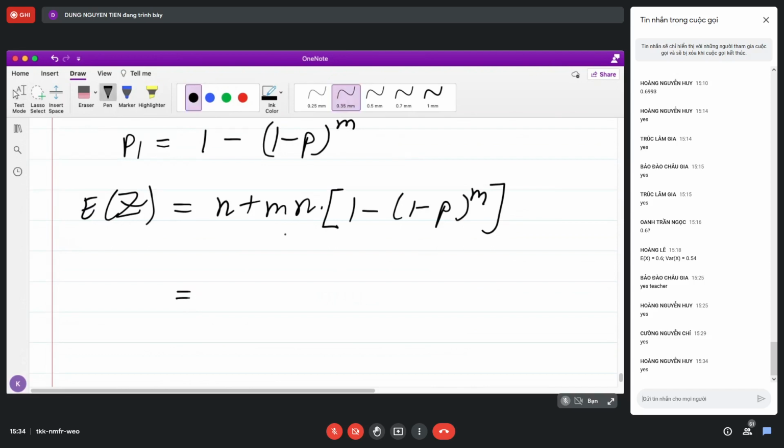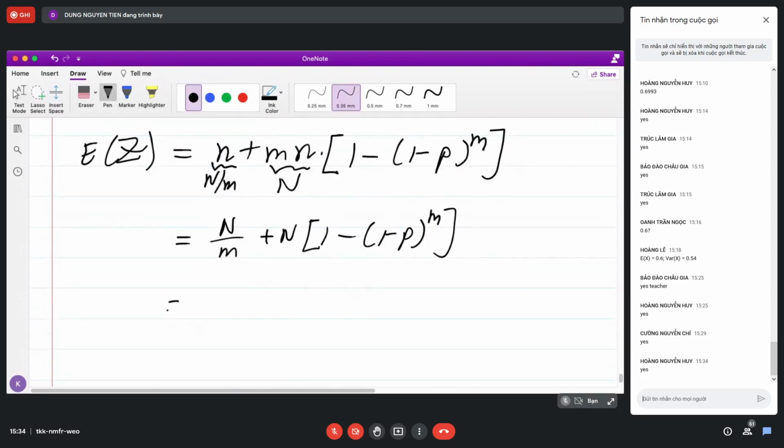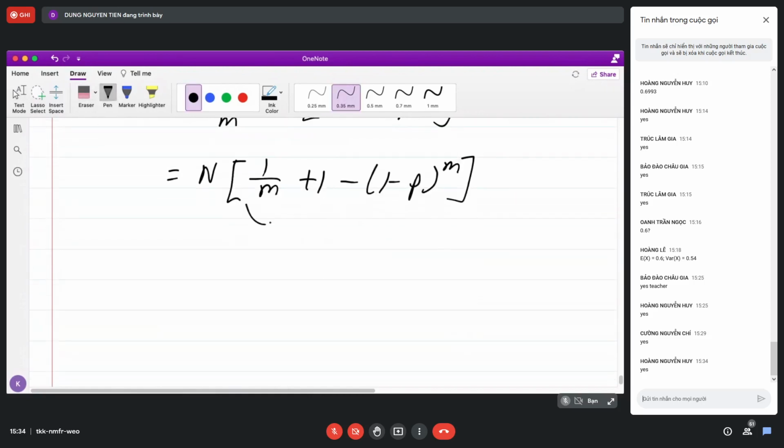Then I come up with m times n is capital N. All right, so that is very easy to observe. What is n, by the way? This n is capital N over m, so I get capital N over m plus capital N times (1 minus p) to the m, okay? And then I get capital N times (1 over m plus 1 minus (1 minus p) to the m), like that, okay? And I denote this expression by g(m), all right?